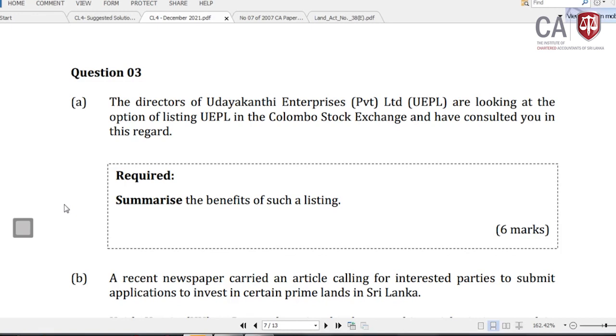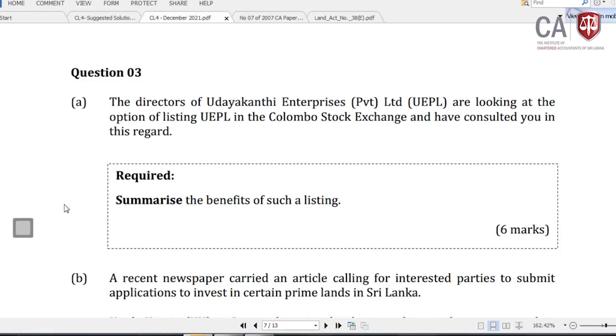Because as I told you, if you invest in a private limited company, you can't leave the company by selling your shares or debentures whenever you want. There is no readily available market for you to dispose your shares. But if you invest in a listed company, there is a readily available market for you to dispose your shares. That means the liquidity of such securities is greater than a private limited company. So that's a benefit from the investor's point of view.